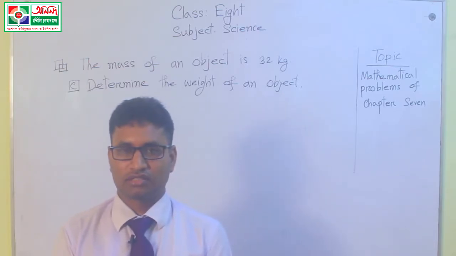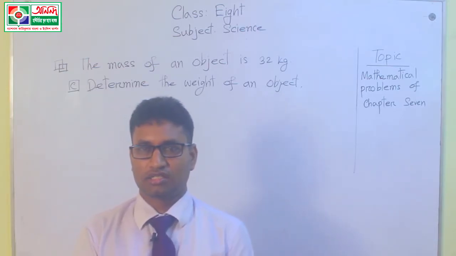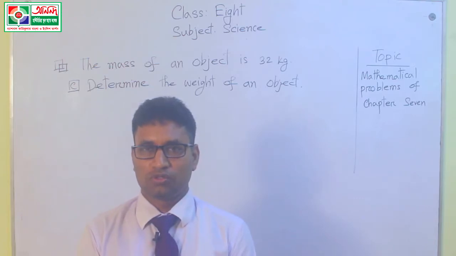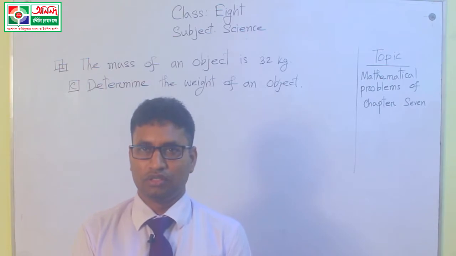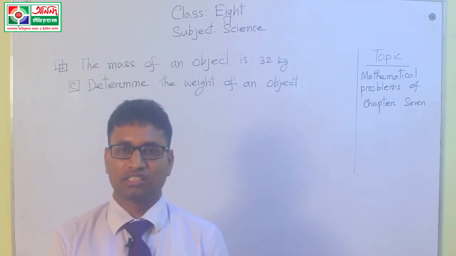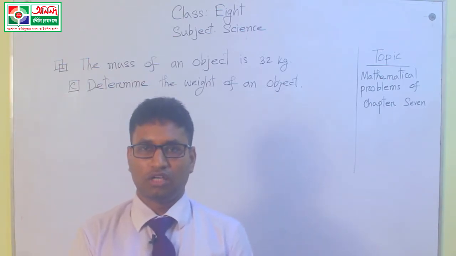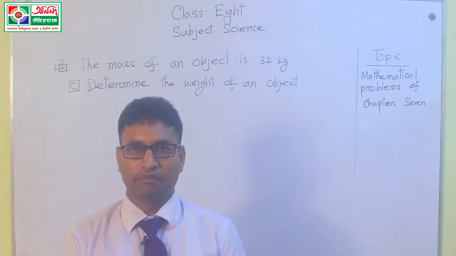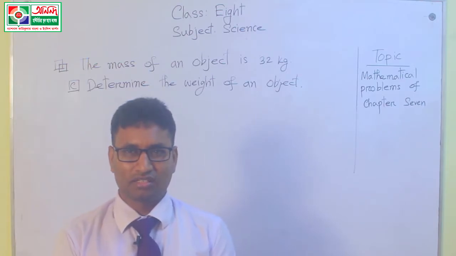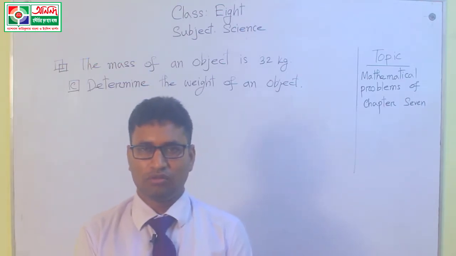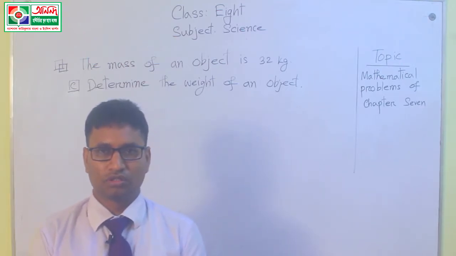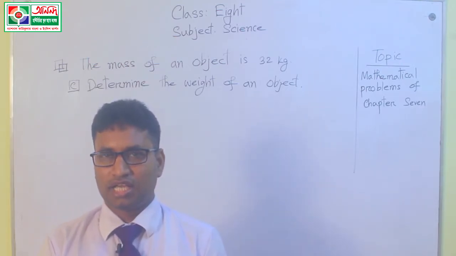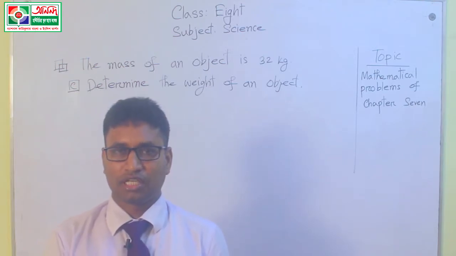In the previous class, I discussed two rules of mathematical problems of chapter 7. We know the name of chapter 7 is Earth and Gravitation, and I have always described these topics related to mathematical problems. Today also I will discuss mass and weight related mathematical problems.